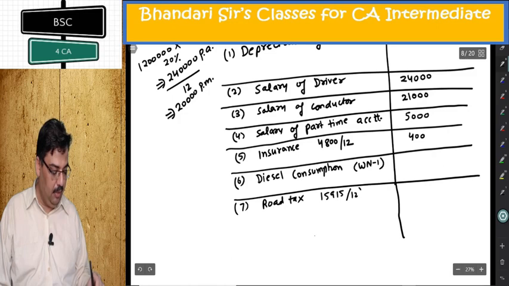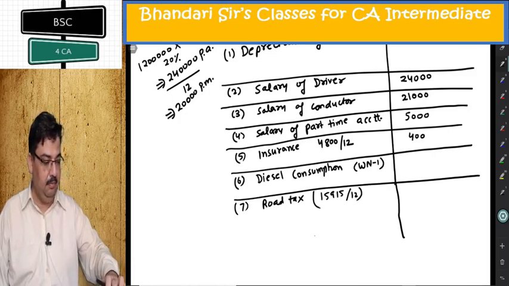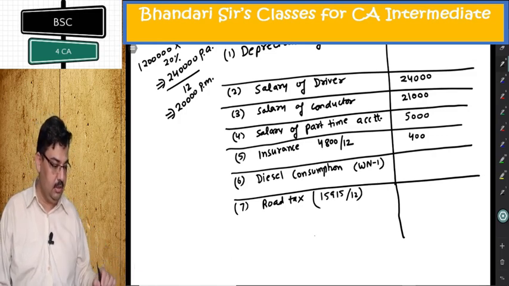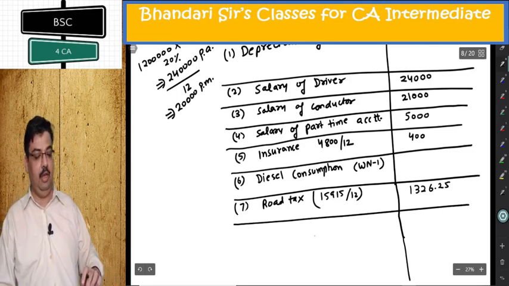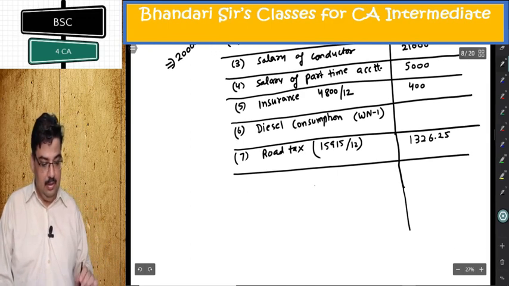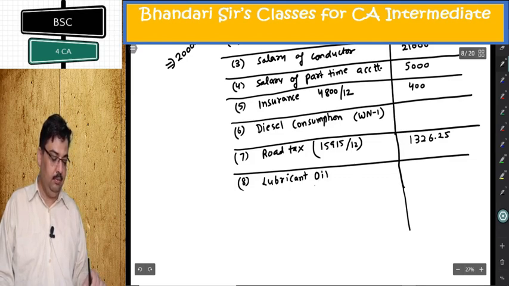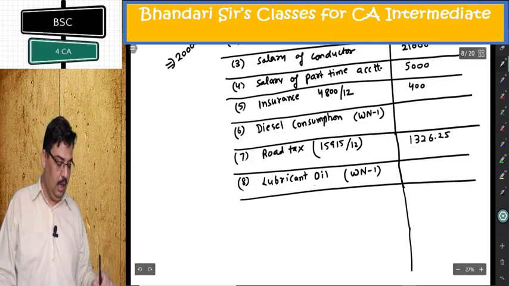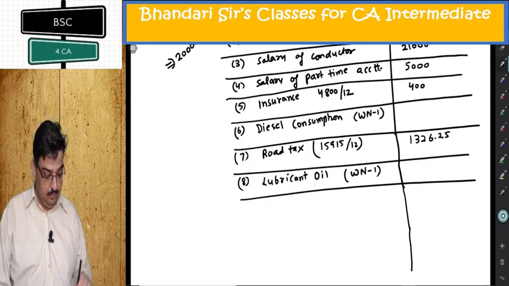15,915 per annum divided by 12, because I am making on monthly basis. Anything given per annum, I want to put on monthly basis. I am getting 1326.25. Let it come in fraction. I am not afraid of any fractions. Then, number 8, lubricant oil. Refer WN1 again. In working note, I will compute all the variable cost because it is dependent on kilometers to be travelled.